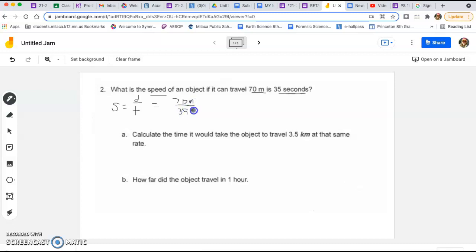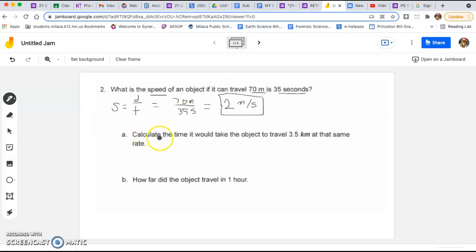And when we divide that out, it's totally appropriate to use calculators today. It's not okay to use calculators on your phone if you're dinking around on other apps. If you're using it solely for your calculator, great. 70 divided by 35 is going to be 2, and the unit should be meters per second. And we know that that's a correct unit for speed, so we must be close to correct, right? So that's how fast this particular object is, 2 meters per second.